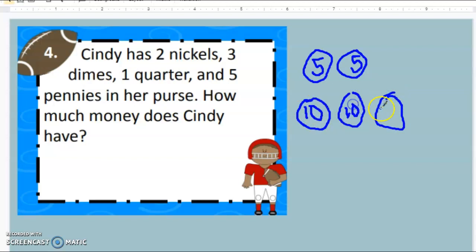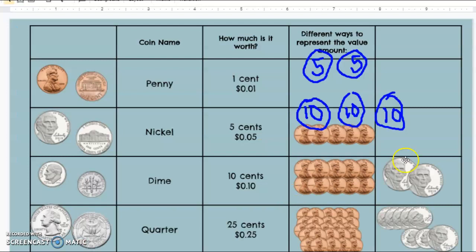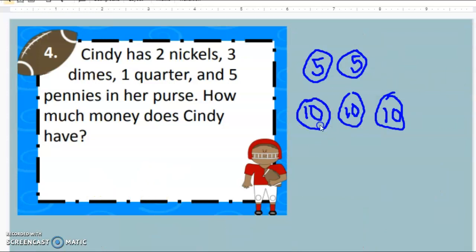Now remember, if you're not remembering how much each one is worth, you can go back up to the top and I have this, and this is going to help you, okay? All right, so I have my 2 nickels, my 3 dimes, my 1 quarter. I drew my quarter a little bit bigger because it is the biggest coin that we have in size.